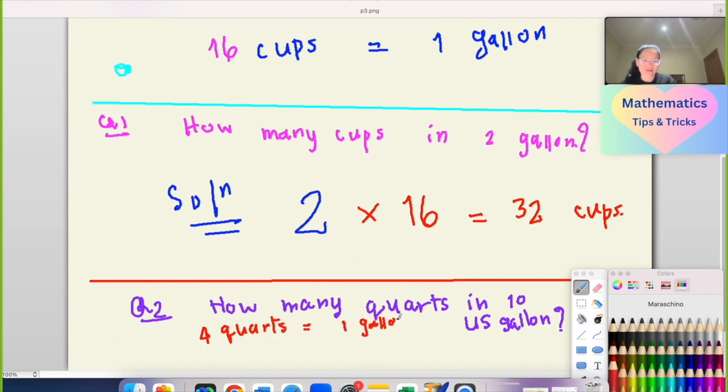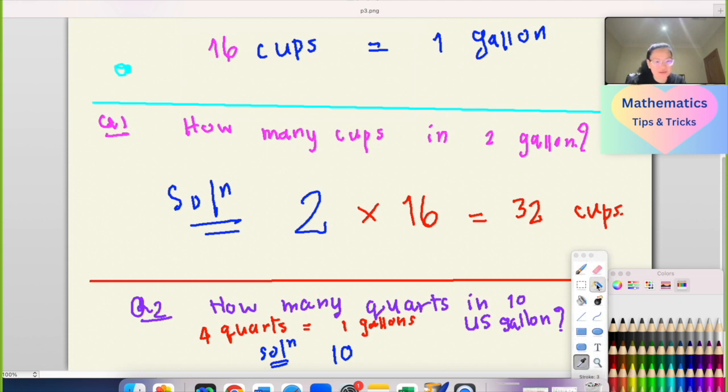So how about 10? 10 gallons is 10 gallons. 10 times 4 equals 40. Yes, correct. So you write down 10 times 4 equals 40. So it is 40 quarts. Is that your answer?